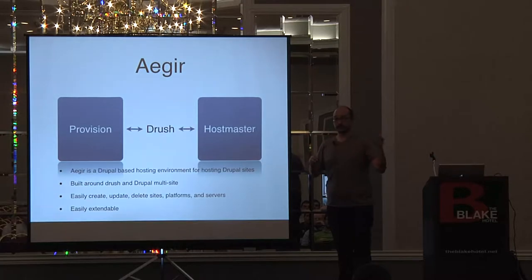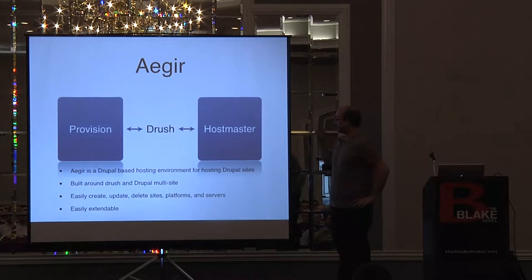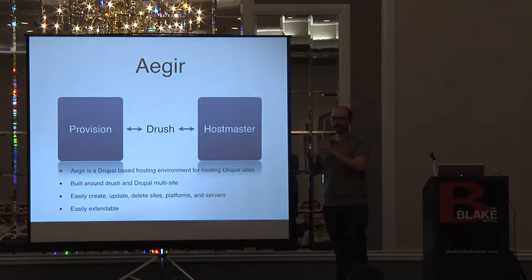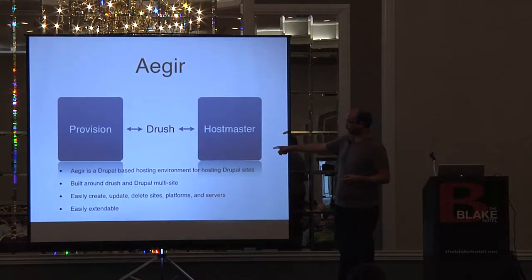So if you ever see an Aegir site, that's Hostmaster. You can have multiple Aegir sites pointing at one provision, I found, which seems pretty cool. And the one thing in between them all is Drush. Aegir is basically built around Drush commands. It uses Drush aliases to store contextual information about the site. How many of you guys have used Drush updatedb? That's a command that came from Aegir. It's one of the coolest things they've done, and they're starting to push in a lot of other stuff. It's built around Drush and Drupal multi-site.